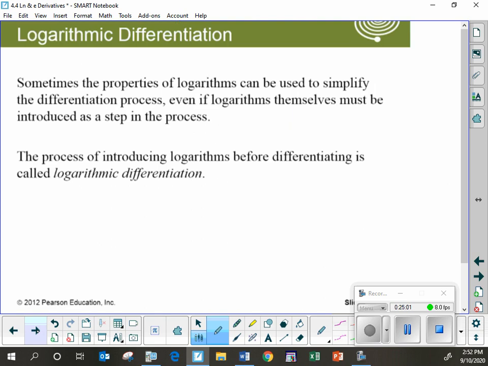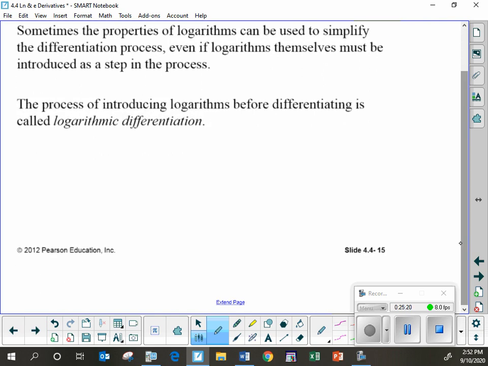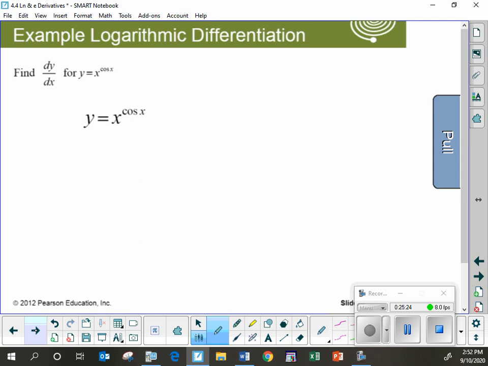All right, our final topic. We did not do these last year, but there is a thing called logarithmic differentiation. Sometimes the properties of logs can be used to simplify the differentiation process. Even if logarithms themselves must be introduced into the process, it can make it easier. So, this is called logarithmic differentiation.